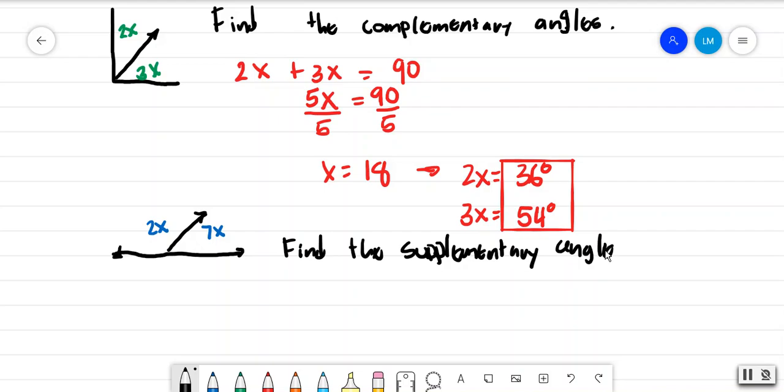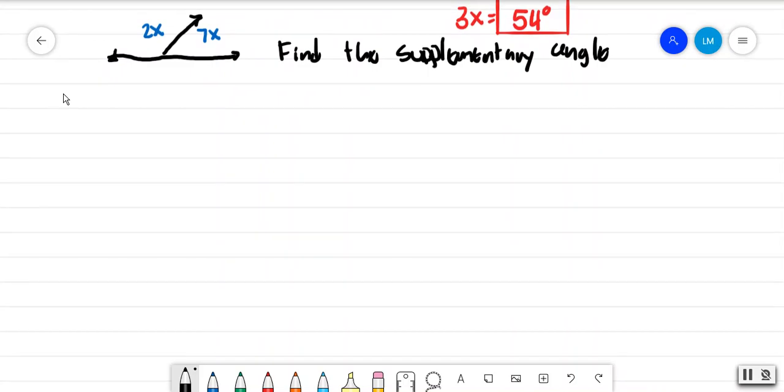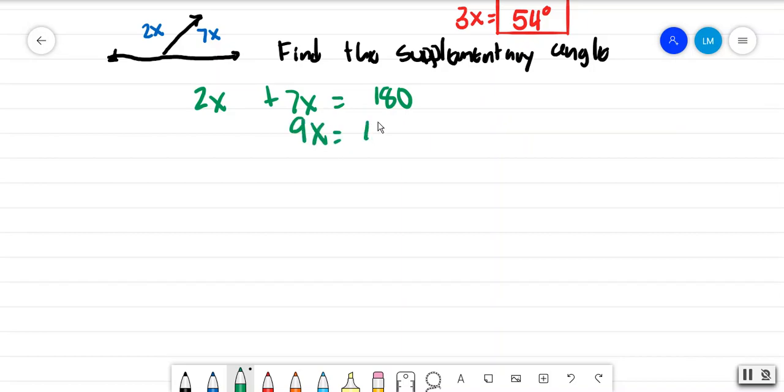What we're going to do is solve it algebraically, because we know that 2x plus 7x equals 180. Algebraically, this means that 9x is equal to 180. If we divide by 9 on both sides, that gives us that x is equal to 20.